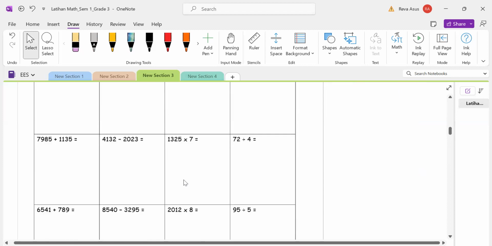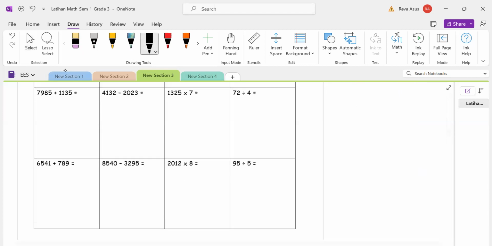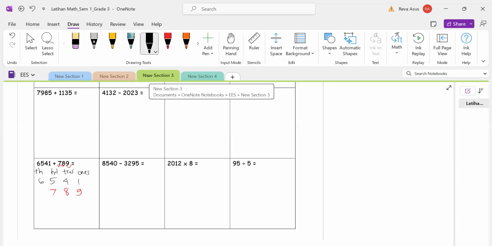And then number 4, I'll answer the third box. At first we have 6,541. This is thousands place, this is hundreds place, this is tens place, this is ones place. Okay. Now, it is plus 789. 7 is in hundreds. 8 is in tens. 9 is at ones. After that, we need to plus them.